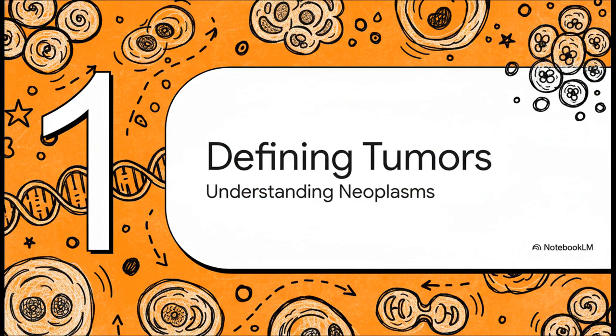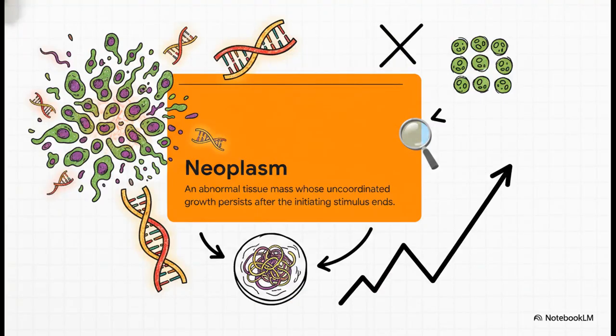All right, Section 1, defining tumors and cancer. Let's get into it. Before we can really understand the medical war being waged, we have to understand the enemy. Over in pathology, the strict academic term for this rogue growth is a neoplasm, which literally just translates to new growth. But the absolute key takeaway here is that this uncoordinated growth persists even after the initial trigger is completely gone. So, a neoplasm isn't just an injury or some temporary reaction, it's a profound genetic alteration. The cell's foundational instruction manual has been permanently rewritten.